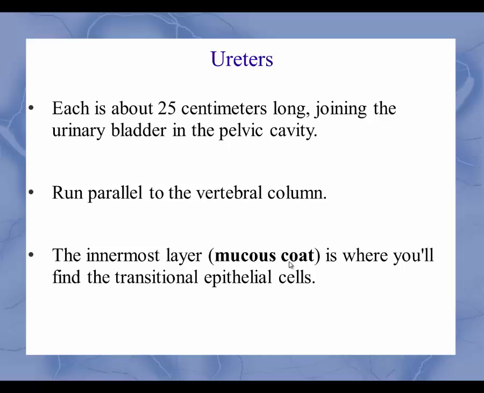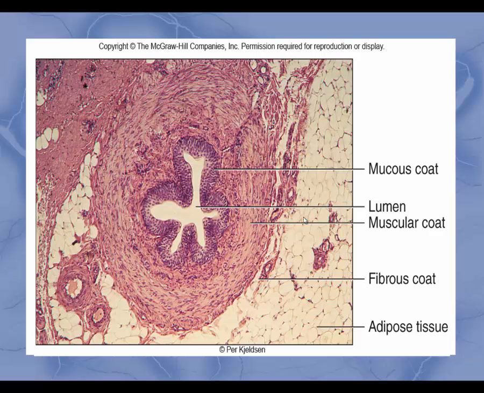The ureters, each one about 25 centimeters long, will join the urinary bladder in the pelvic cavity. These run parallel to the vertebrae in the vertebral column. And the innermost lining is what's called the mucus coat, where you'll find the transitional epithelial cells. These are able to expand and then recoil back to their original size. This is a cross-section of a ureter, the mucus coat here. And these cells are able to expand and then go back to normal.